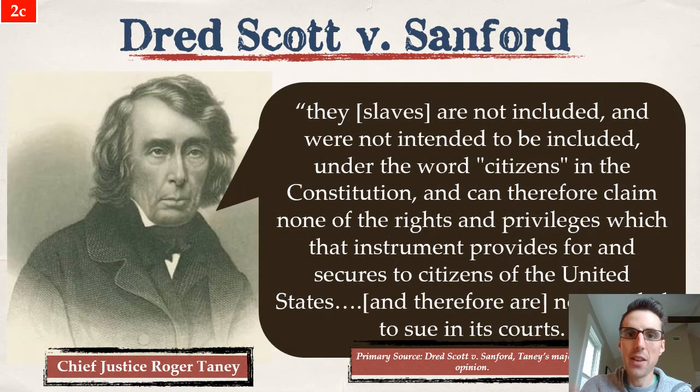And here's the kicker. "Slaves were not included and were not intended to be included under the word citizens." What? In the Constitution. So he's saying now the Constitution as well. "And can therefore," here's the kicker, "claim none of the rights and privileges which the instrument provides for and secures to the citizens of the United States, and therefore are not allowed to sue in its courts." In other words, you were never meant to be part, Dred Scott, of the Declaration or the Constitution, therefore you have no other rights. You can literally not even be here. You have no right to be here. Therefore your case is thrown out.